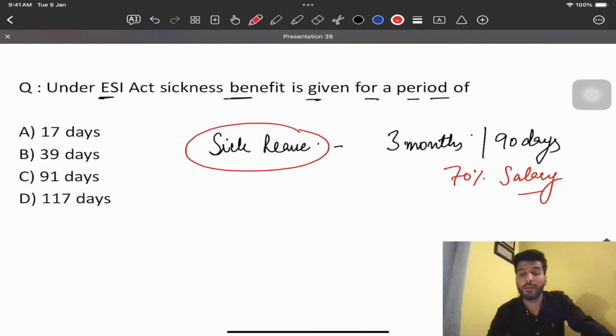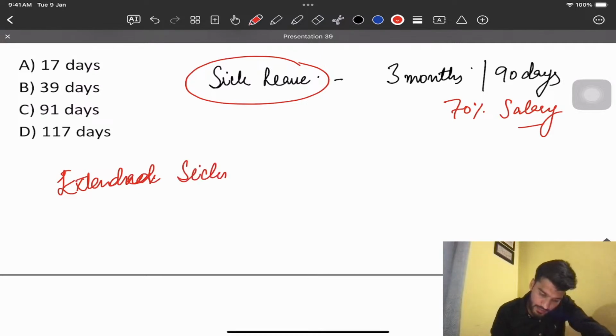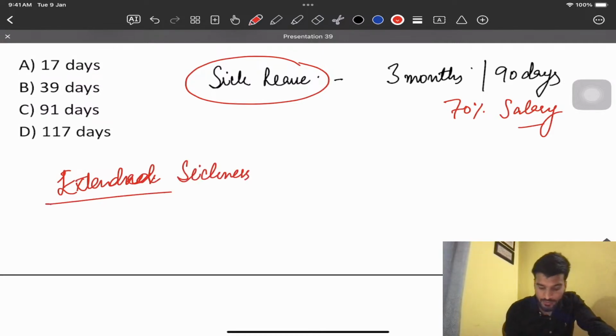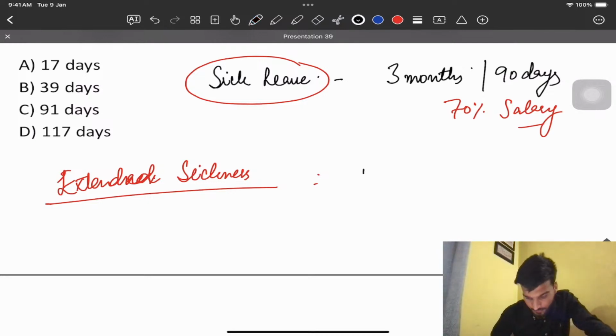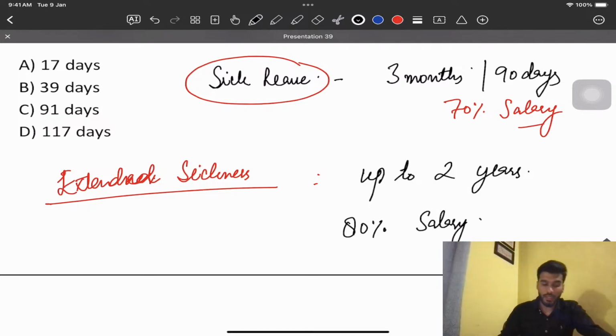The sick leave will be for 3 months or 90 days, and how much will be given? 70% salary. If I talk about extended sickness, that will be given up to 2 years, and 80% of salary will be given as per the ESI Act.